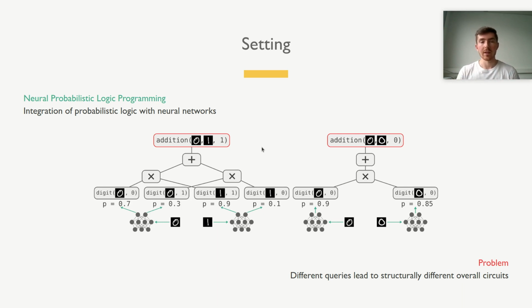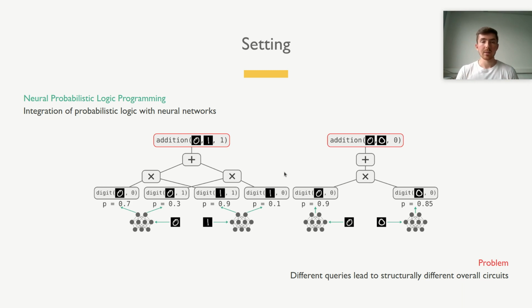The problem is that depending on the query, specifically the arguments of the query, the probabilistic circuits that you obtain can be very different in structure. For example, if we look at the addition of two images to the number 1, or we look at the addition of two images to the number 0, the subsequent circuits that you extract from these queries are very different, as you can see right here.